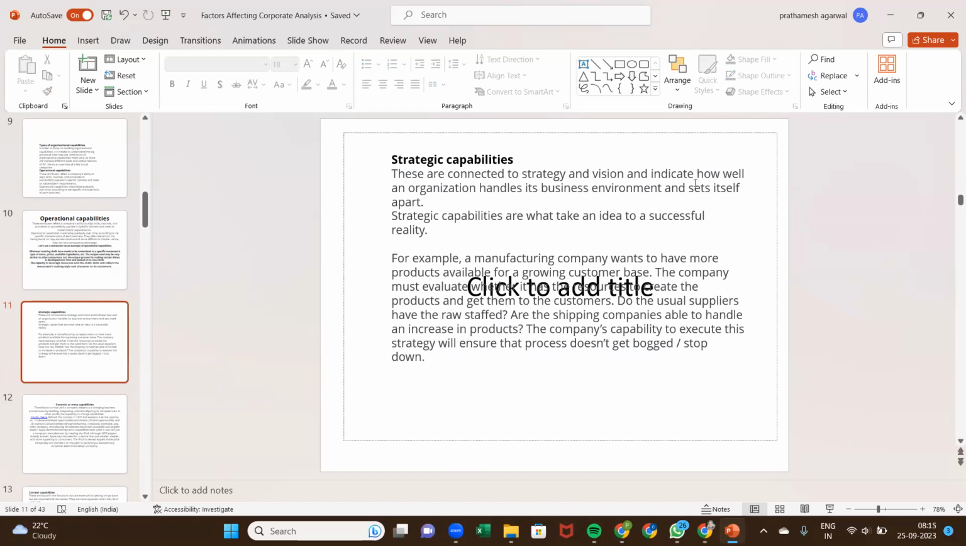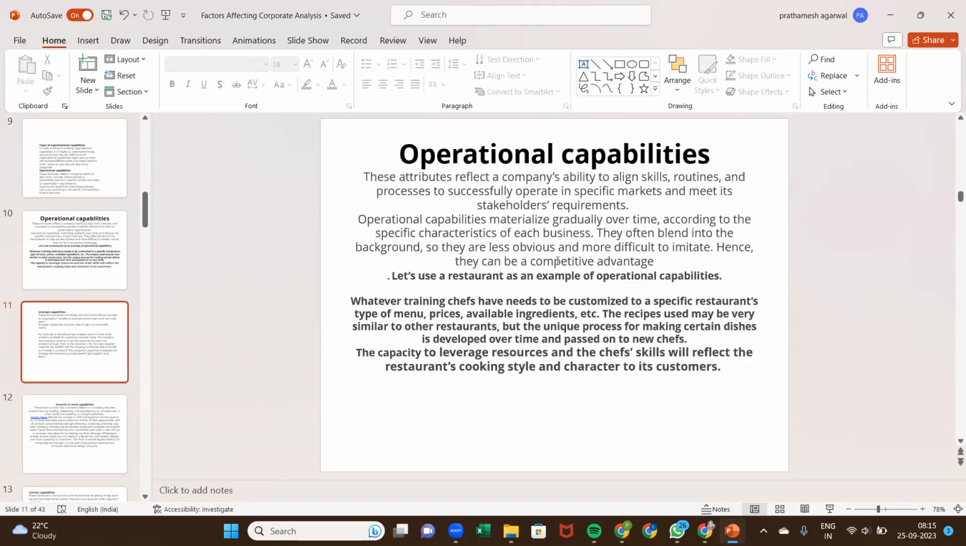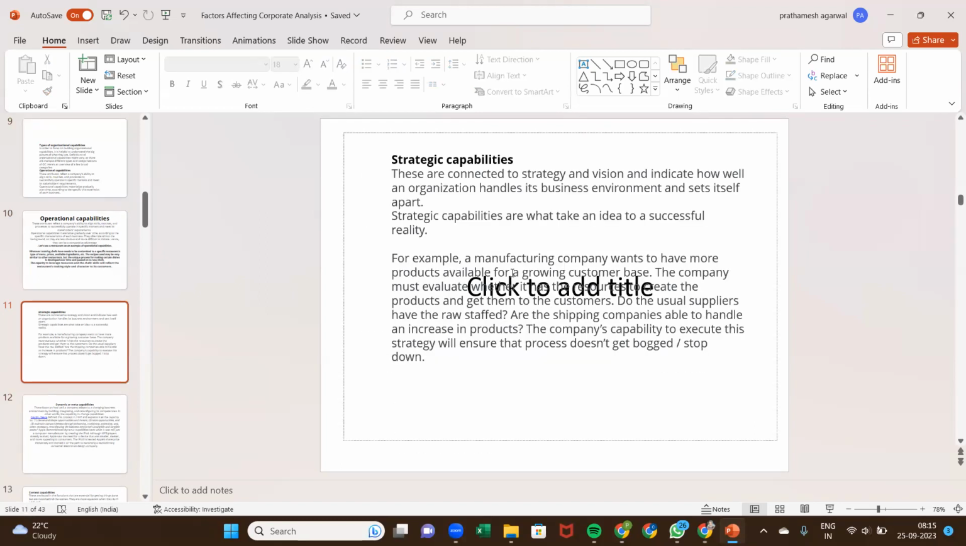They are connected to strategy and vision and indicate how well an organization handles its business environment and sets itself apart. As I said, every organization will have a different environment, as their functionalities may be different, their products may be different. For example, a manufacturing company wants to have more products available for a growing customer base.